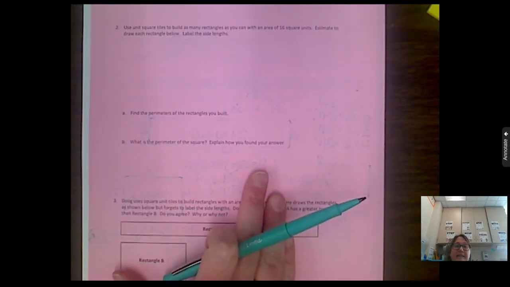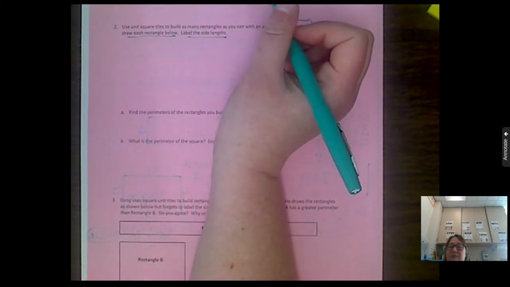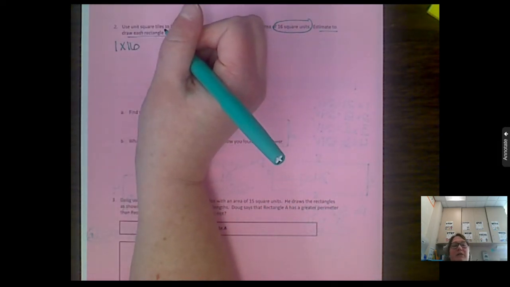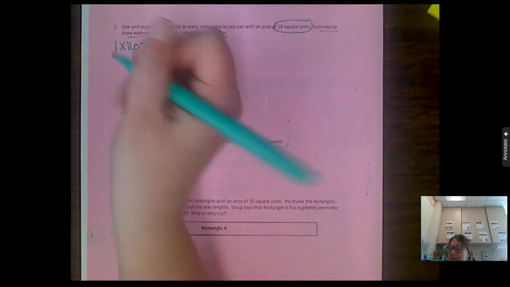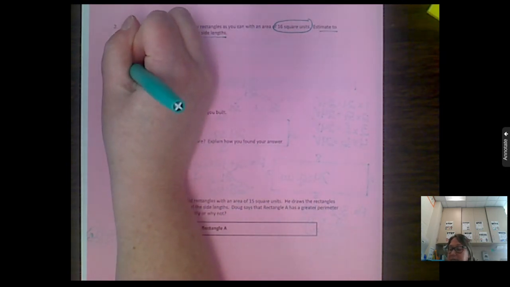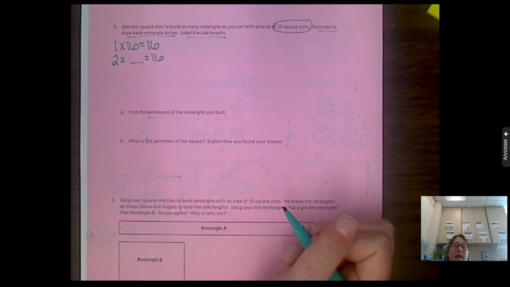So on the back, it says to use unit square tiles to build as many rectangles as you can with an area of 16 square units. Estimate to draw each rectangle below and then label the side length. So the first one could be 1 times 16. We won't use the tiles for this one. We'll just work our way through. 1 times 16, which equals 16. And then we'll go up by 1 here every time. We'll say 2. Is there 2 times anything that would equal 16? 2 times 8 would equal 16.